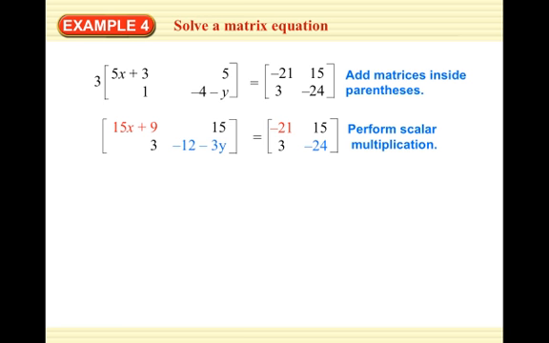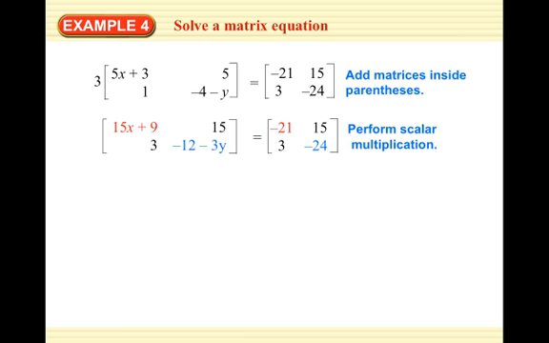Now, one of the things that we talked about earlier was that for two matrices to be equal, they have to have the same dimensions, and we have that here. We've got a 2 by 2 matrix equals another 2 by 2 matrix, and then each corresponding element has to be equal to each other. So 15x plus 9 has to equal negative 21. Well, we move to the second column in the first row, and we get 15 equals 15. Well, that's true. It's just not interesting.